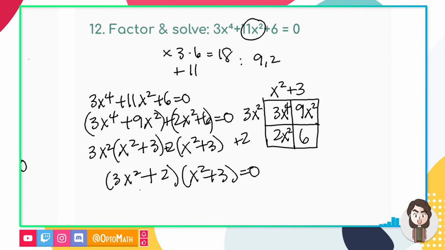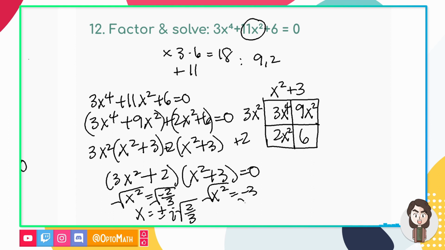So solving these, x squared is equal to negative 2/3. So square rooting both sides, x is equal to plus or minus i square root of 2/3. And then we've got x squared equals negative 3, square rooting both sides. x is equal to i square root of 3. By the way, sorry, plus or minus i square root of 3. And here are our 4 roots or solutions.